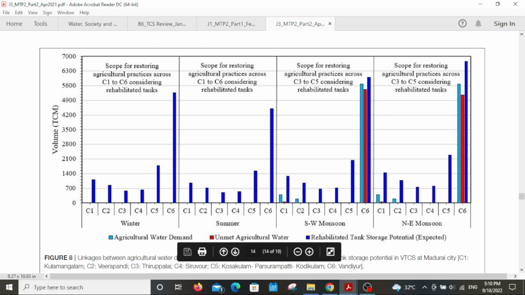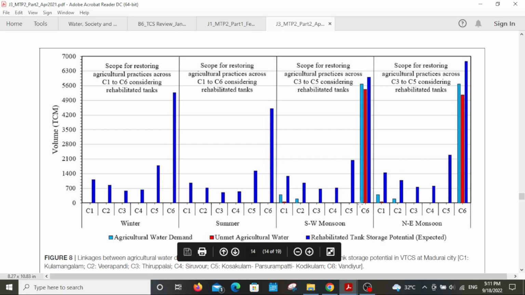For more clarification, if we look into the seasons where agriculture is actually practiced, that is southwest monsoon and northeast monsoon, we see here that, for example, in C1 and C2, this is the water demand. However, if we rehabilitate tanks, the water availability will be more than 2.5 times of the water demand. And that's why we mentioned in the abstract that under the rehabilitated tank irrigation scenario, the water availability will be more than 200 to 400% of the demand for water for agricultural purposes.